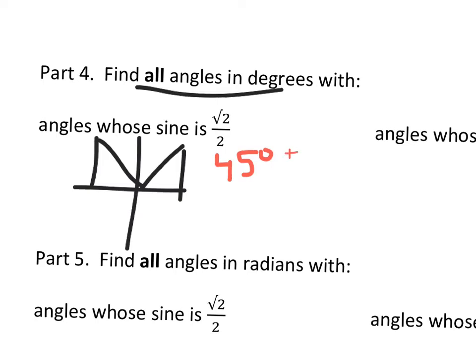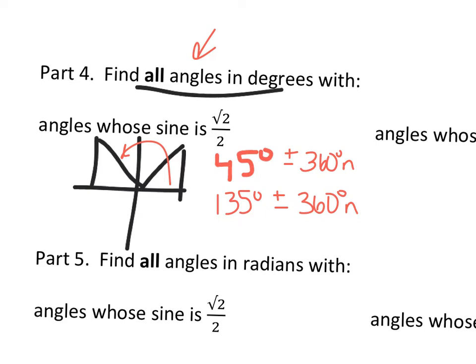plus or minus 360 degrees N. And then the other angle is going to be 135 degrees plus or minus 360 degrees N. So why do we add on this plus or minus? Well, because it's all angles and it's in degrees. So that's why I'm using degrees.